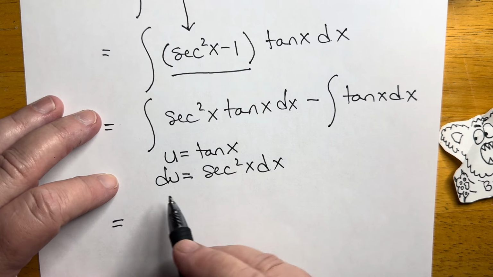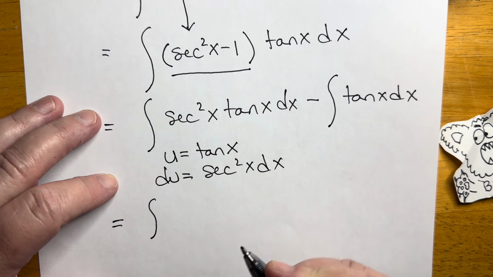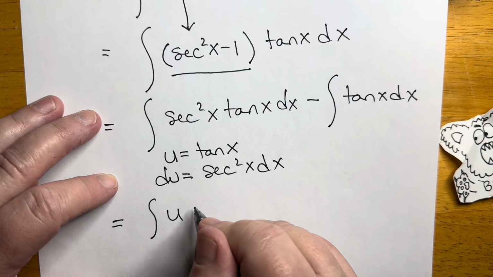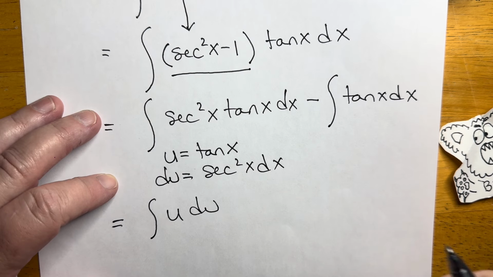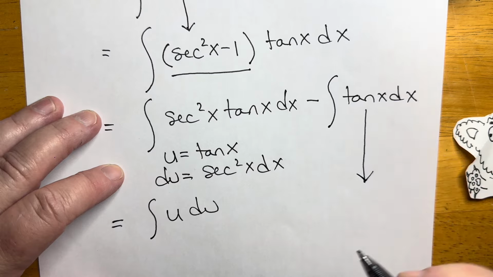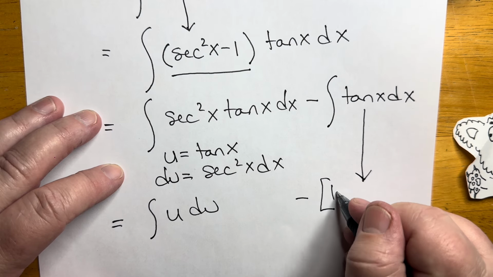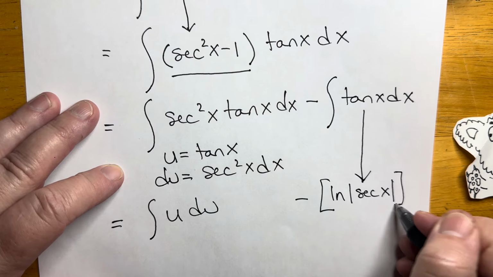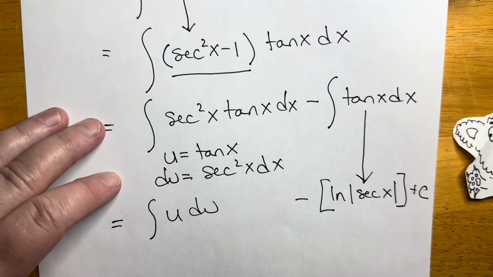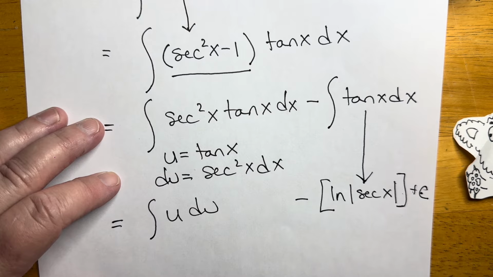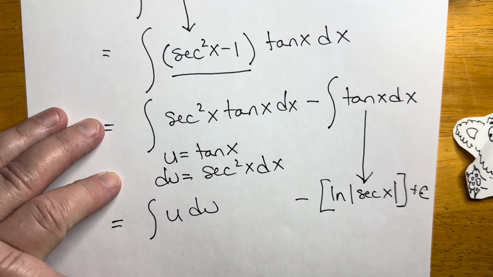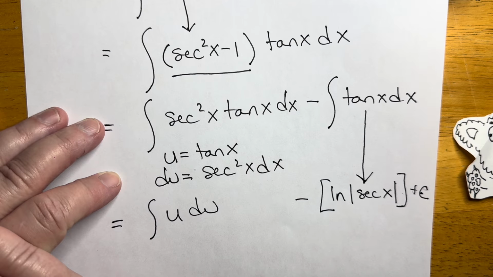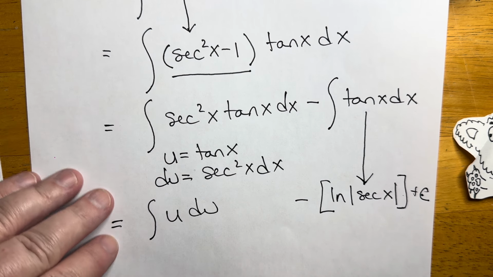Okay, so I think here I've got u du. Now this one, I already know this is going to be minus natural log of secant of x, and then we've got that plus c at the end. Now, some people are going to say, wait a minute, shouldn't it be the minus c? If you would like. It is a constant. Constant means it could be anything, and if it's the opposite of a constant, that could also be anything. So it's up to you how you want to keep track of it.